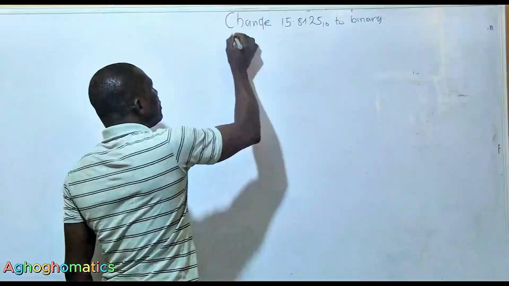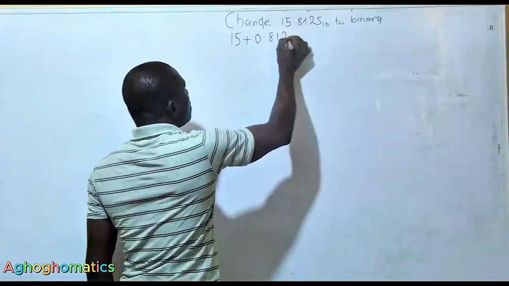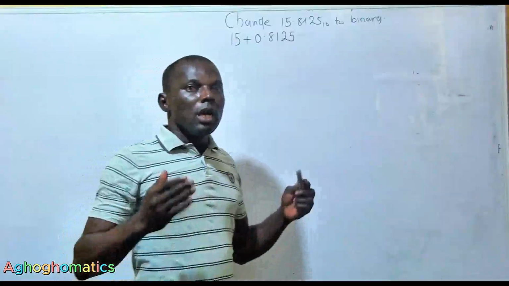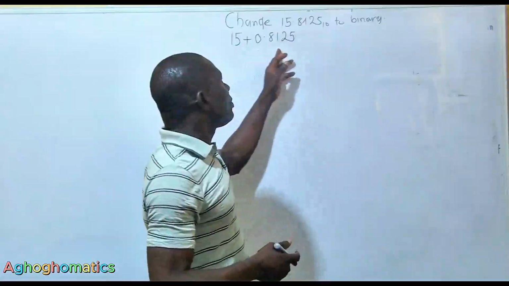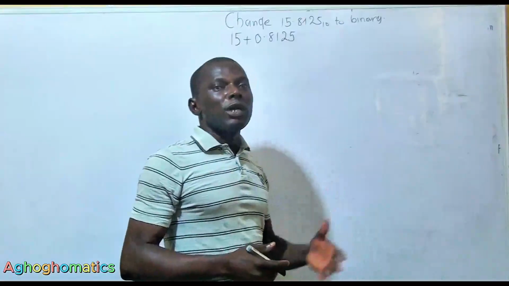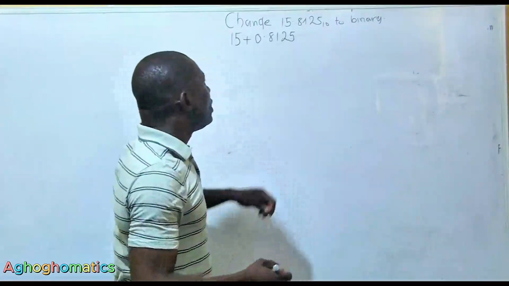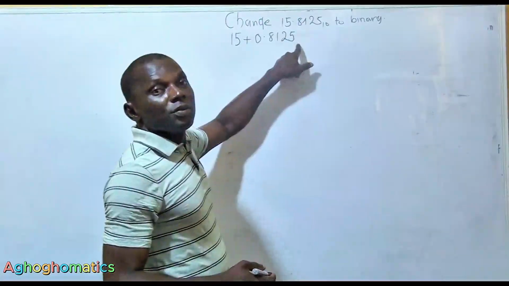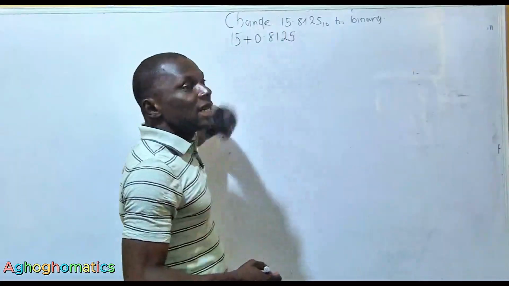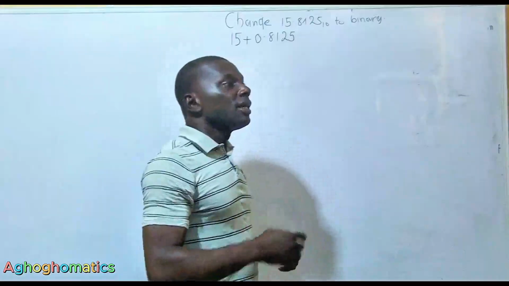So here we look at the number. 15.8125 can be written as 15 plus 0.8125. It is very easy for the whole number part to be resolved, but let's look at the decimal part, which is 0.8125. Remember, if you are converting from other bases to base 10, especially if it involves a decimal number, the first number after the decimal point has an index of -1. So that's how it goes: -1, -2, -3, and so on.